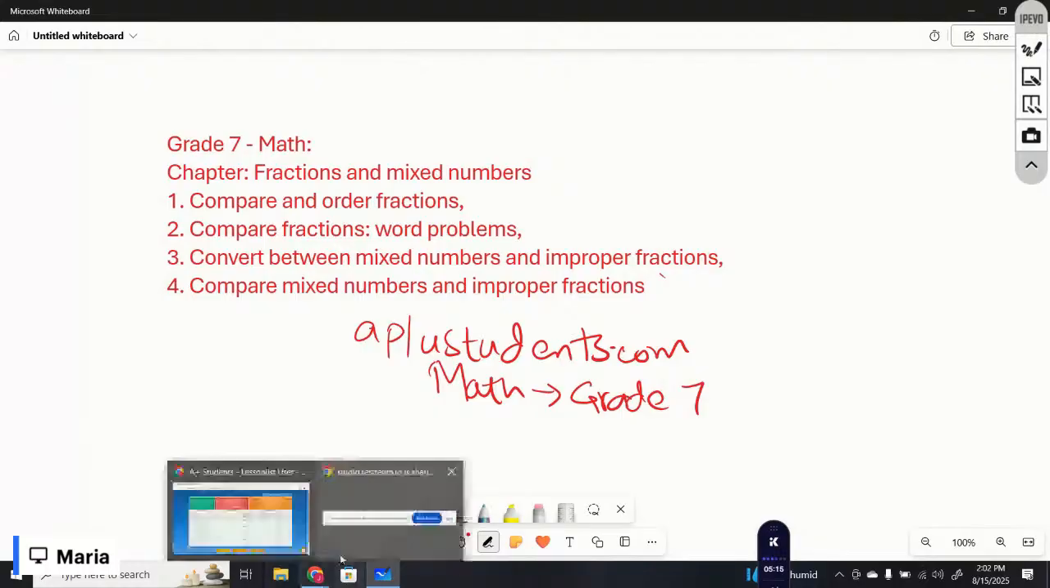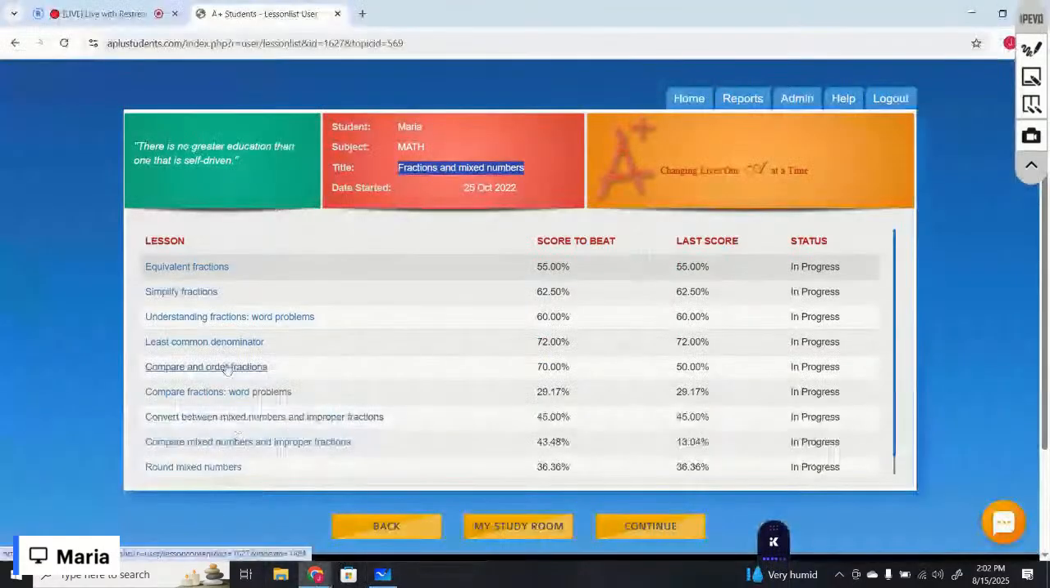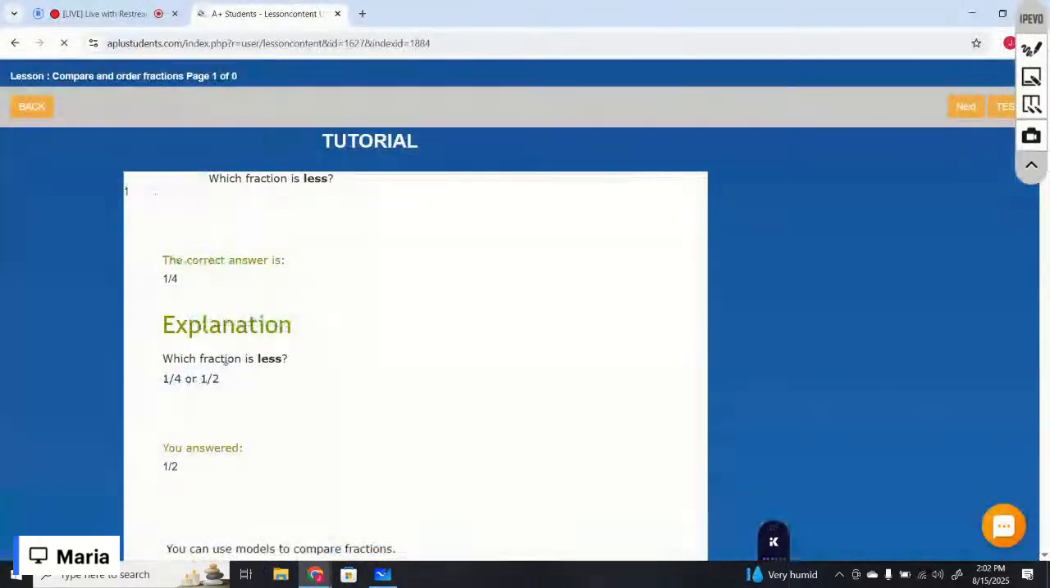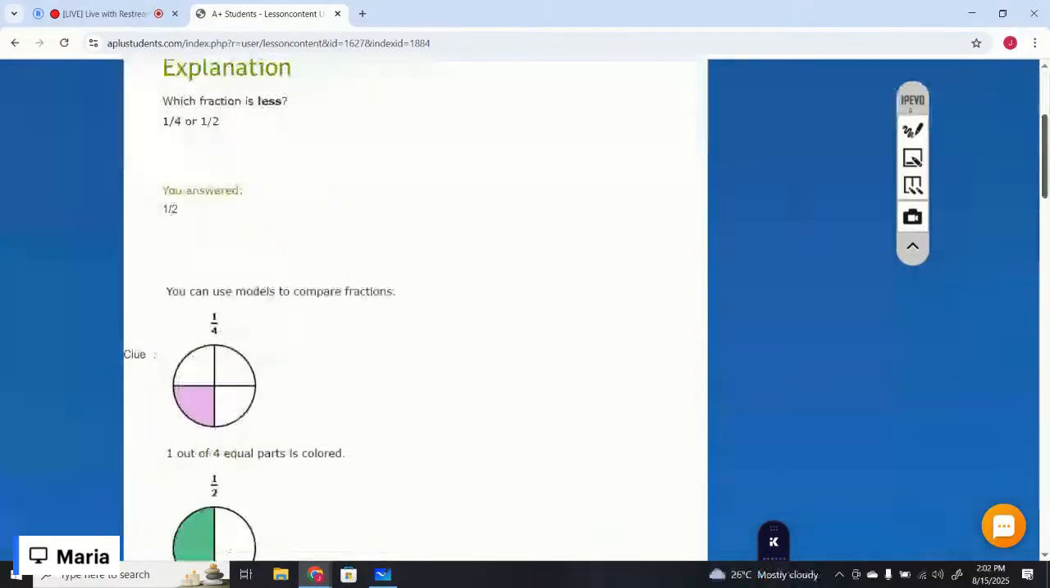So here I am on grade 7 math. Let's just start with the lesson that is compare and order fractions. Which fraction is less, 1 by 4 or 1 by 2? You need to compare the fractions. They are 1 by 4 and 1 by 2. So the easiest way to compare the fraction is just make a model, right?